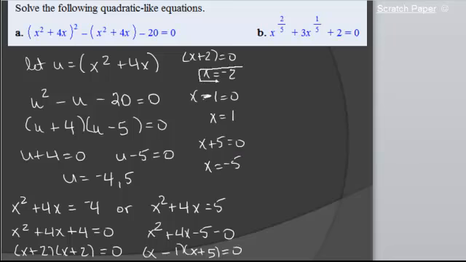So you actually have 3 solutions for this equation. You should definitely go back and plug them all into the original equation and make sure it's equal to 0. I did check this one already, and they are equal to 0.